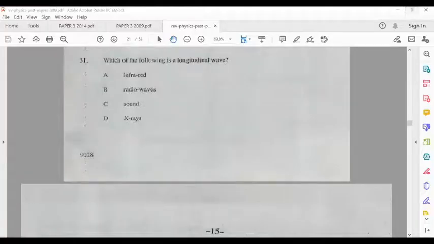Okay, number 31. Which of the following is a longitudinal wave? If you recall your electromagnetic spectrum, all except sound are components on those. So infrared, X-rays, and radio waves, those are all transverse waves. They're all part of the spectrum of electromagnetic radiation, light. So the answer is C, sound.